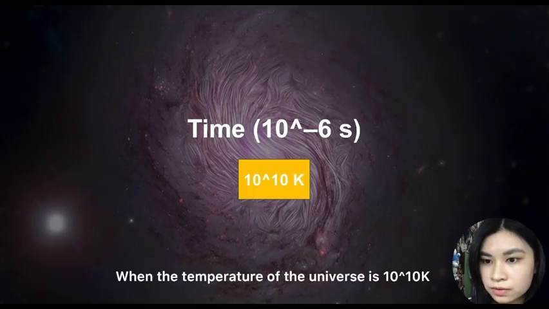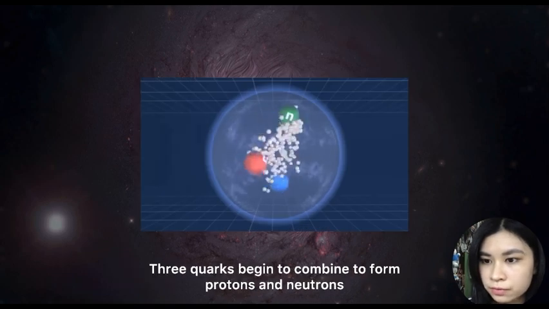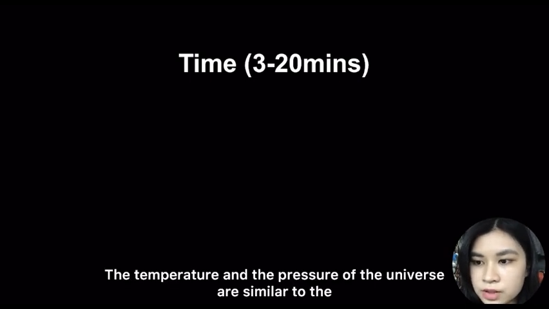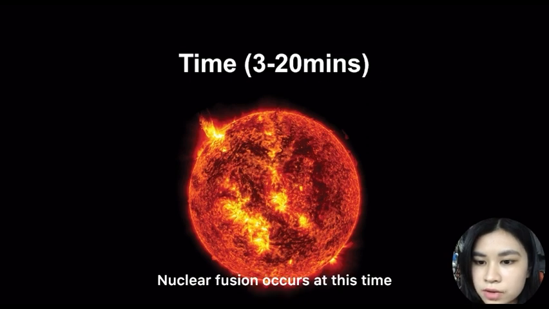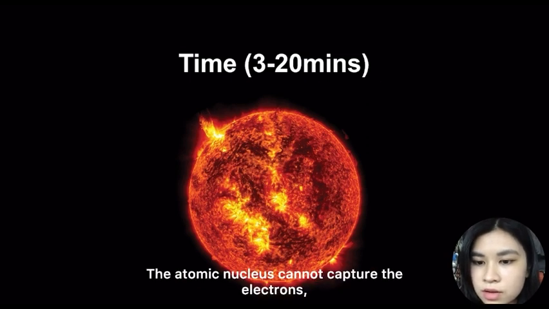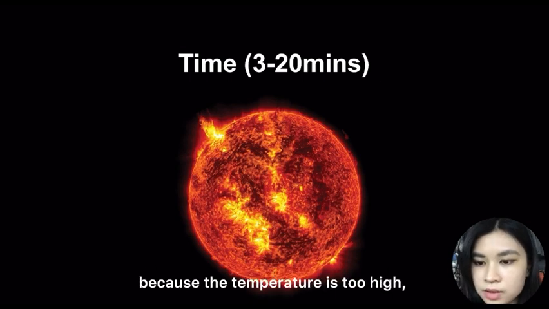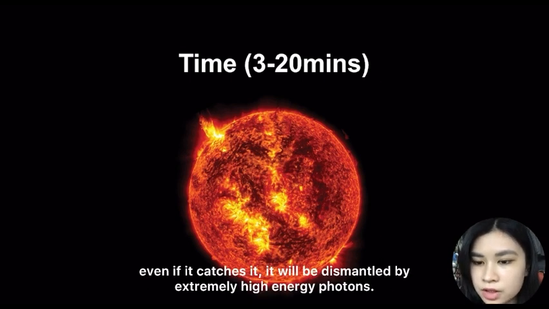When the temperature of the universe is 10 to the power of 10 K, three quarks began to combine to form protons and neutrons. At 3 to 20 minutes, the temperature and pressure of the universe are similar to the Sun. Nuclear fusion occurs at this time, but the atomic nucleus cannot capture electrons because the temperature is too high. Even if it catches one, it will be dismantled by the extremely high-energy photons.